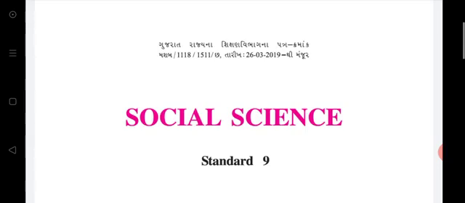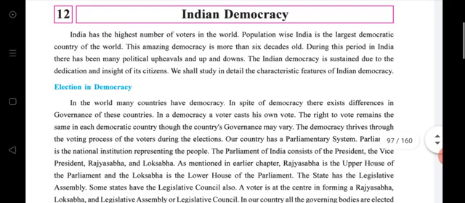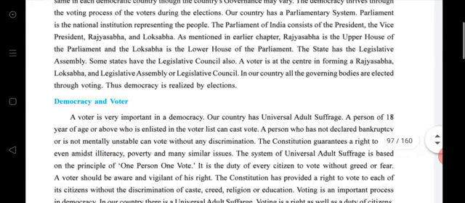Before that, we will discuss some topics which we studied in the first lecture. In lecture number 1, we studied elections in democracy, then democracy and water. The most important point in this topic is adult suffrage. A person 18 years of age or above who is enlisted in the voter list can cast a vote. One person can have only one vote.